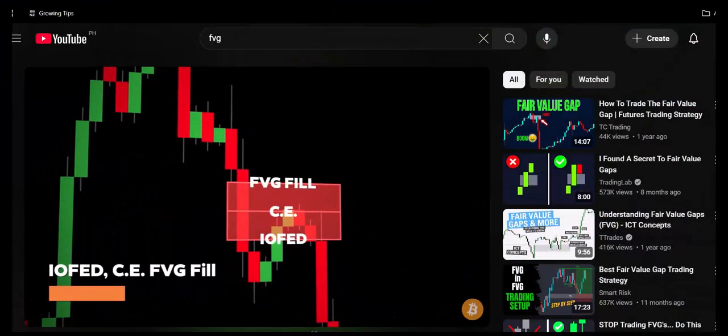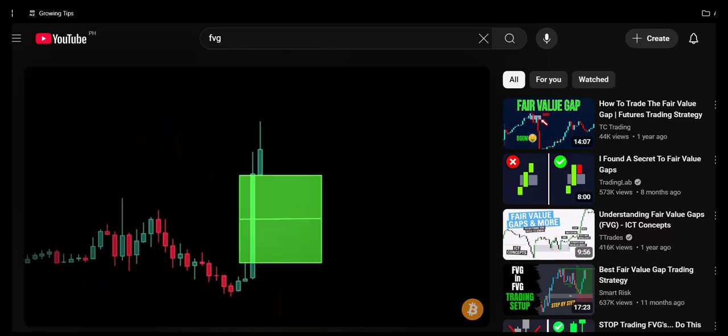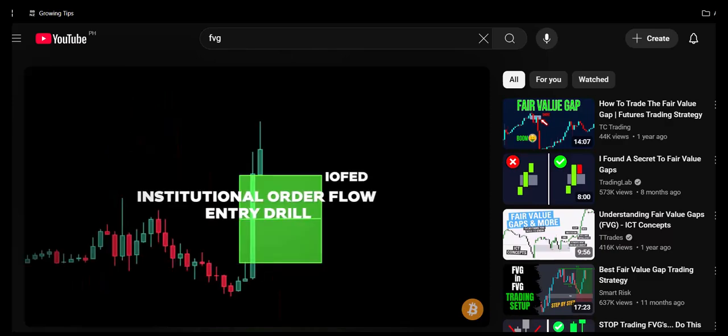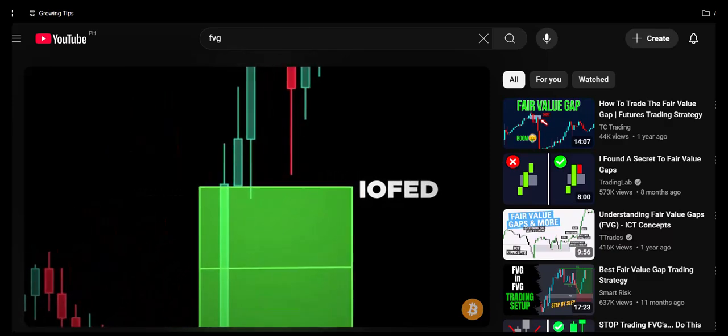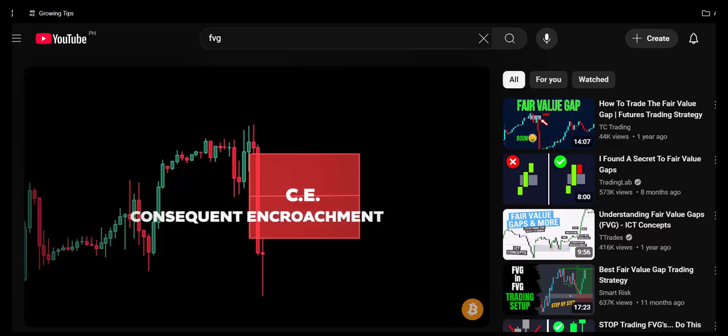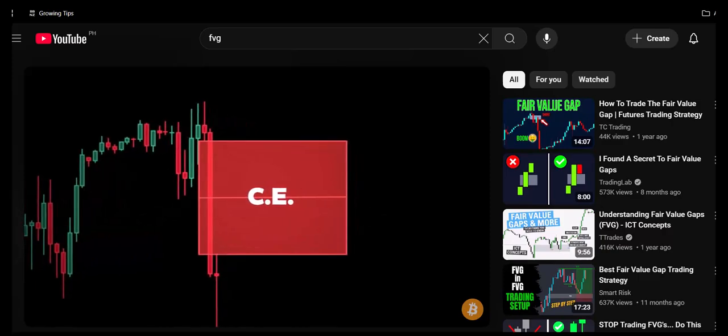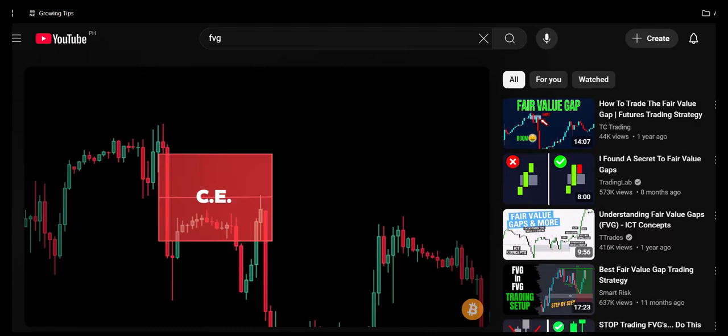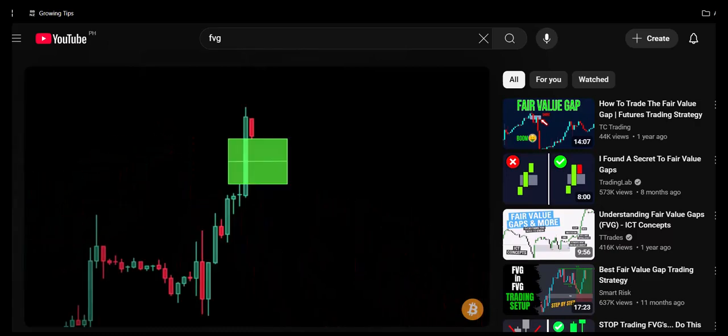There are actually 3 different levels of fair value gaps that you can look for to take better trades. The first is IOFED, which stands for Institutional Order Flow Entry Drill. This is when price barely reaches into a fair value gap before expanding away from it. It's best used when there's heavy momentum in the market with large, energetic candlesticks. Next, we have CE, short for Consequent Encroachment, which is the midpoint of an inefficiency or gap. When price returns to a gap, it doesn't always fill the entire imbalance. It can just barely enter the area and then reverse, or it can continue to trade to the midpoint before changing course. Lastly, we have the FVG fill.